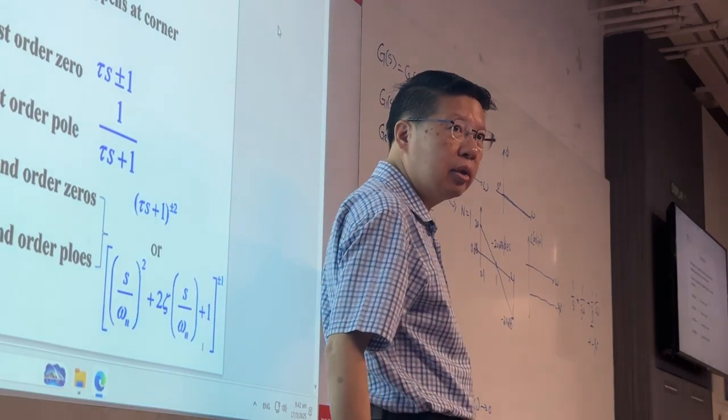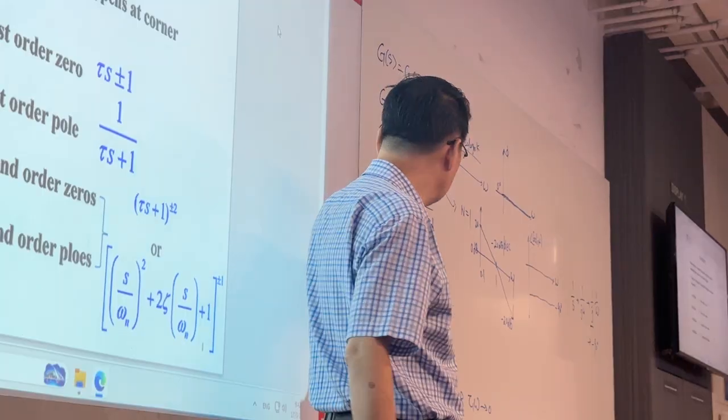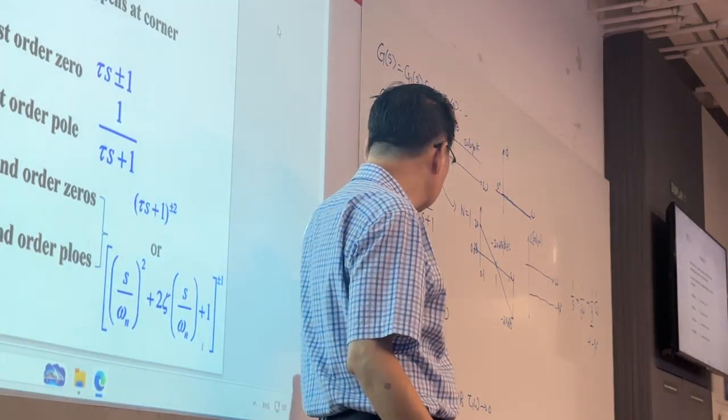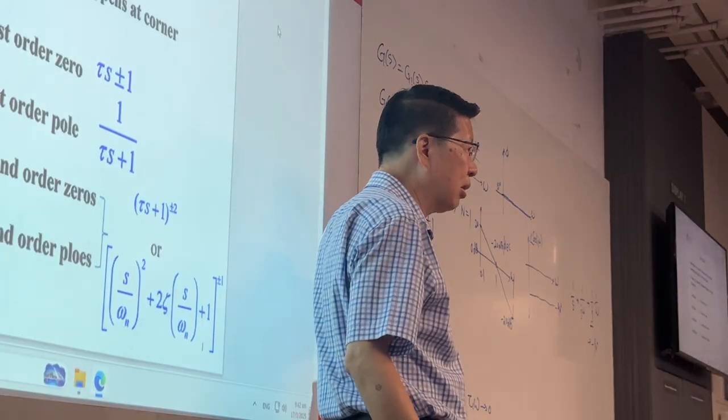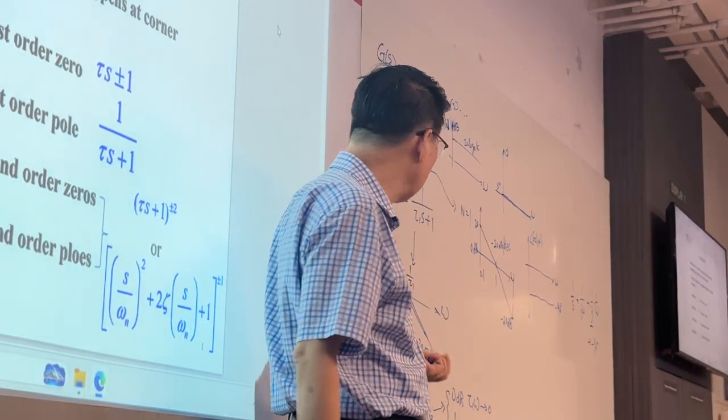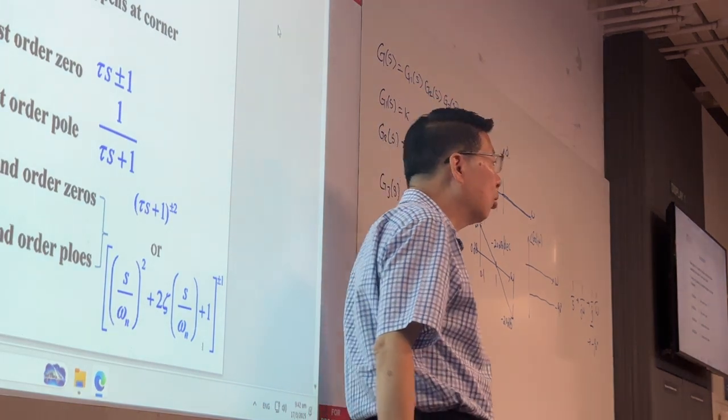The worst, the approximation, we say that the asymptote is only an approximation. The worst point is at this corner frequency. It's different by 3 decibels. Okay, others are just getting closer and closer.